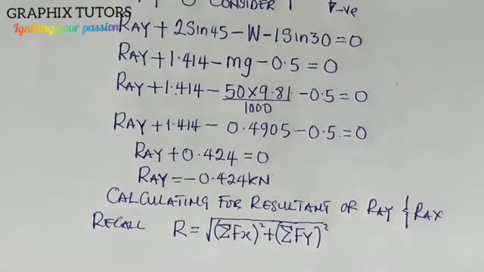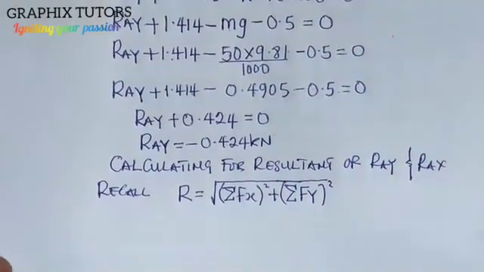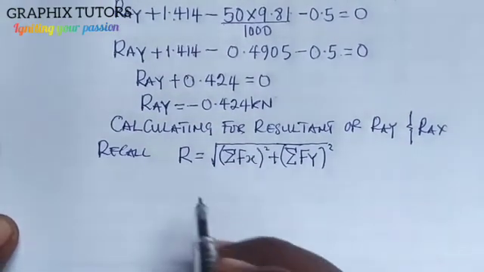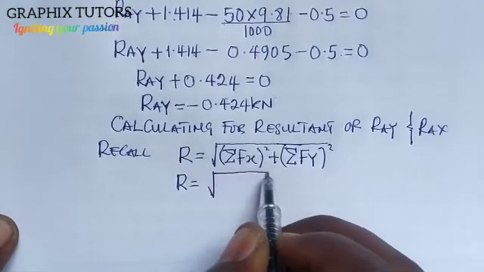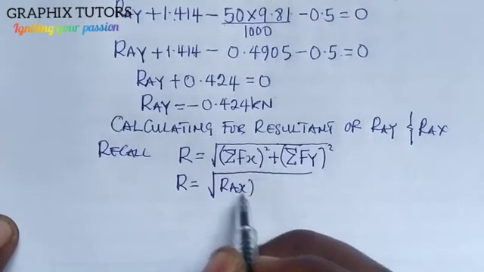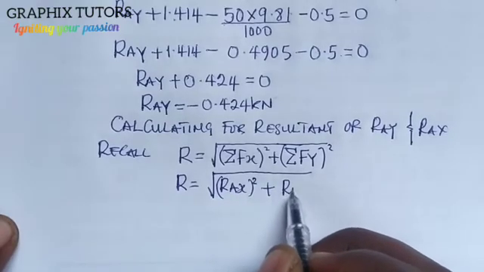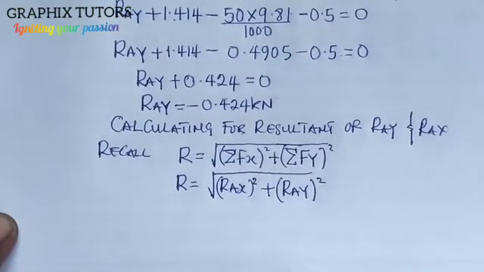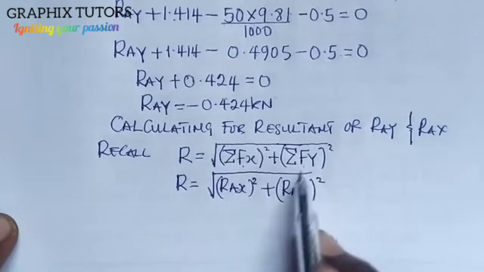So all the forces along the x-axis are given as RAX, square, plus the force along the y-axis is given as RAY, also square. Right? Because Fx, the force along the x-axis, is RAX and this is RAY.